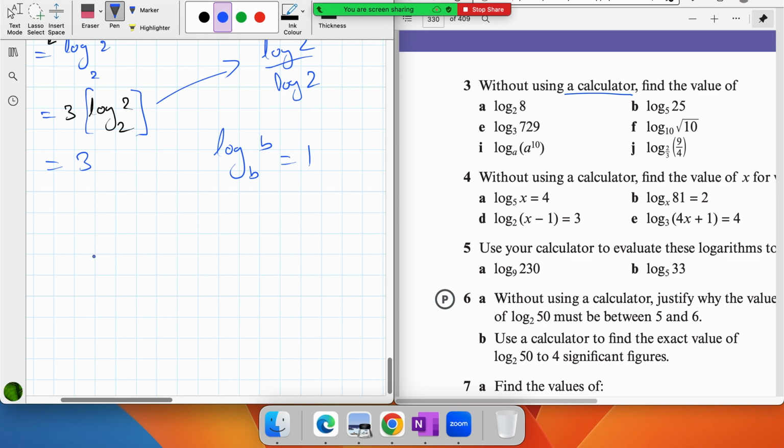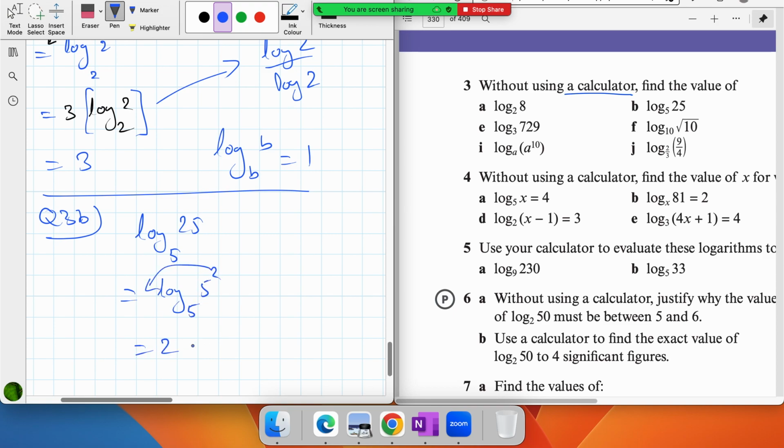Question 3b part. It says log of 25 to base 5. So I'm writing log 5 squared to base 5, bringing this 2 outside, making it 2 log 5 to base 5. So my final answer is 2. So log 25 to base 5 actually means 2.